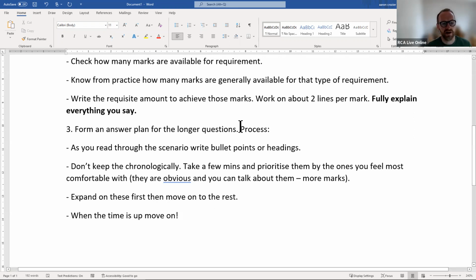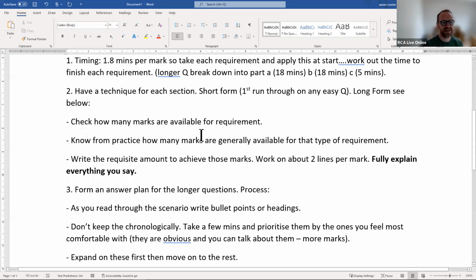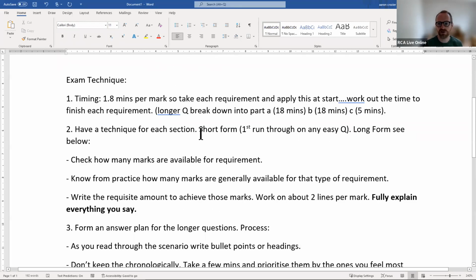Okay, so look, I like to keep things in 3. So that's 3 things that we can really focus on. If you do these 3 things, you're pretty much on the verge of passing, okay? You just have to know enough of the syllabus at that point to get over. So timing, keep to it, work it out at the start, say I'm going to finish this question by this time, and when that time is up, you move on.